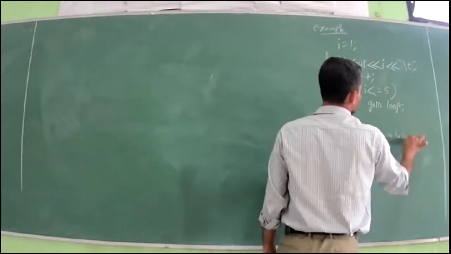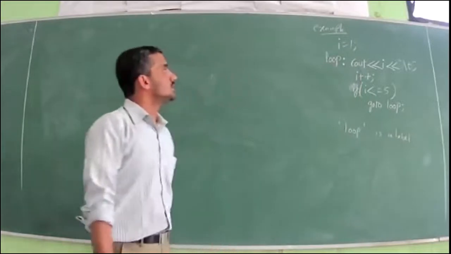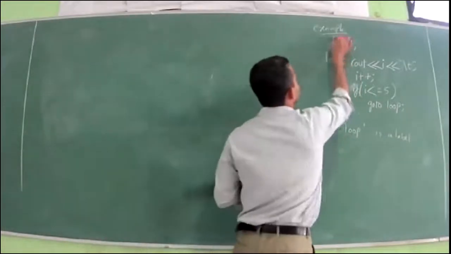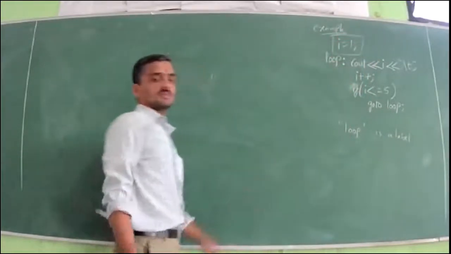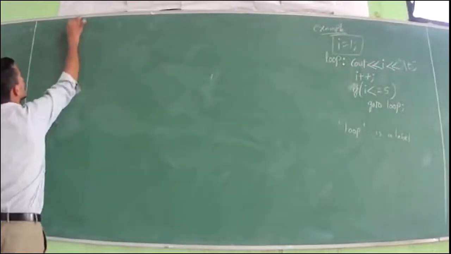Now let's see how it works. See, when program control comes to this particular line, i is equal to 1, so that statement is executed. So here I will write the tracing.